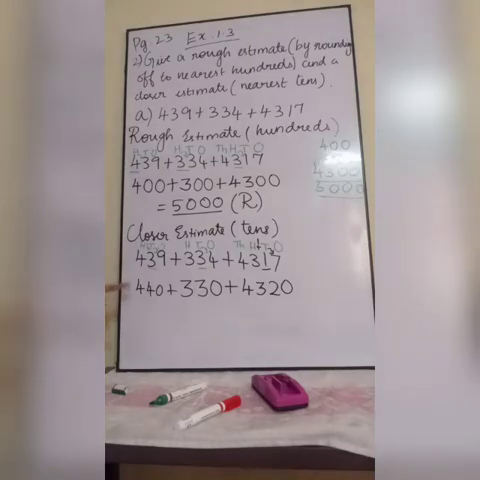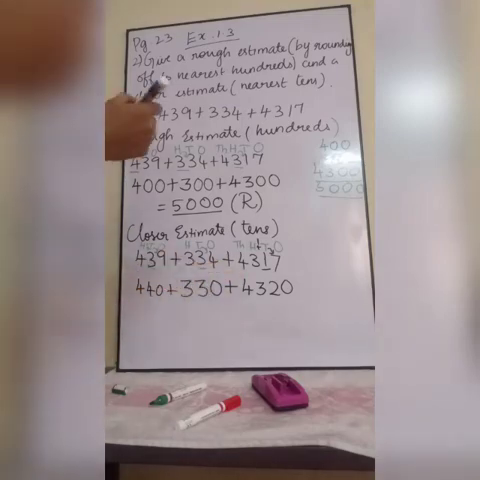Now you got the rounded values of all these three numbers. Next, what should you do? You should add all those things. Now I am going to add it. Listen.